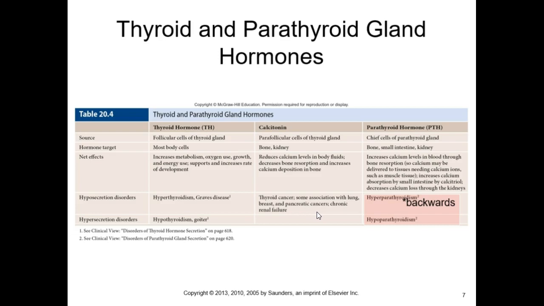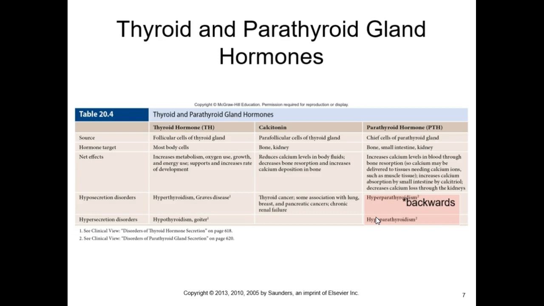If it's hyposecretion, it's going to be hypoparathyroidism. Same thing here. This is backwards as well. These are backwards. They've just mixed up hyper and hyposecretion disorders. If it's a hyposecretion disorder, it's going to have hypo in the name. If it's a hypersecretion disorder, it's going to have hyper in the name. It's pretty obvious. I don't know how they got that backwards.